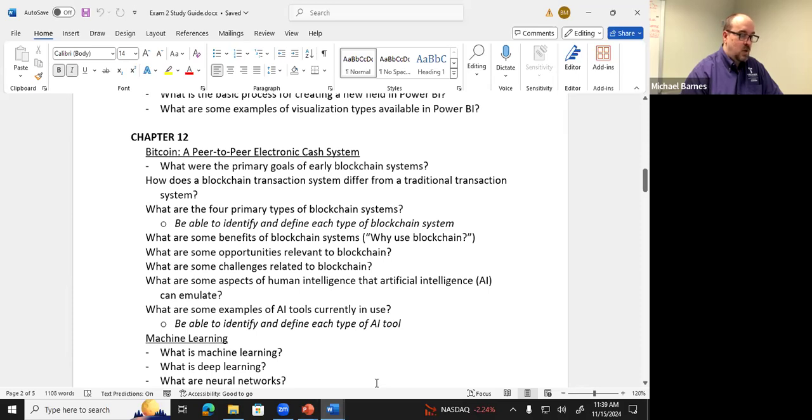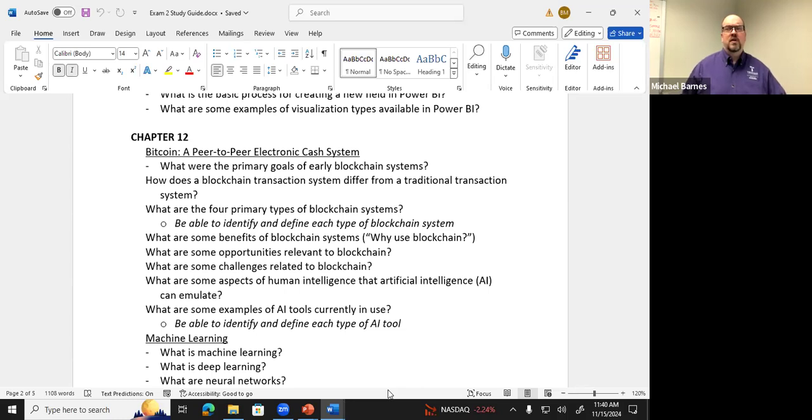That was chapter 12, slide number 2, by the way, just in case you were taking notes. What are the four types of blockchain systems? The book only talks about 3. You do need to know all 4. So remember, public, private, consortium, and hybrid. Those are the 4 types of blockchain systems.